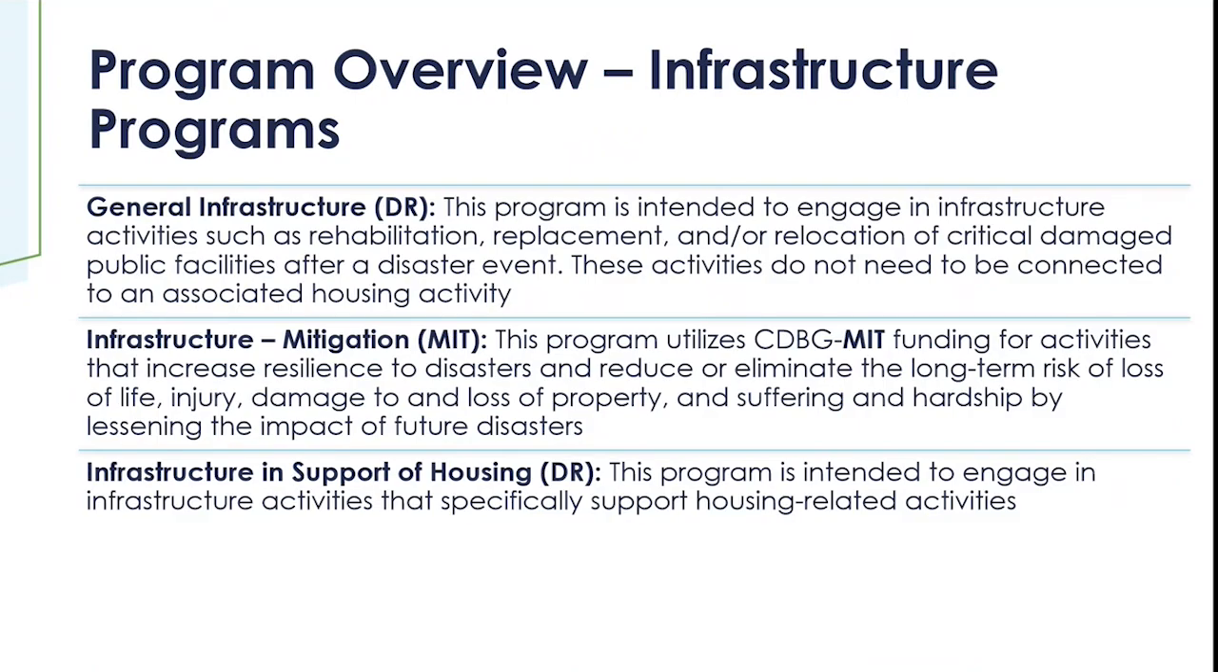So just as a general overview for the 3 different programs, first is general infrastructure funded with CDBG DR funding. This program is intended to engage just general infrastructure activities, which include but are not limited to rehabilitation, replacement, and/or relocation of critical damaged public facilities after a disaster event. And these activities are standalone. They do not need to be associated with a housing activity.